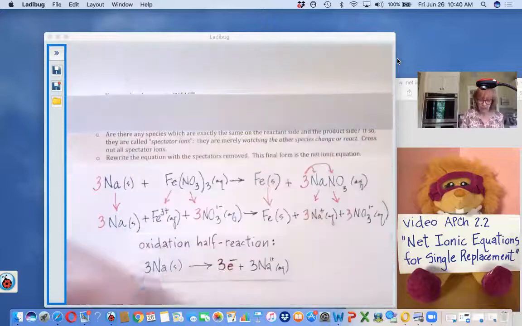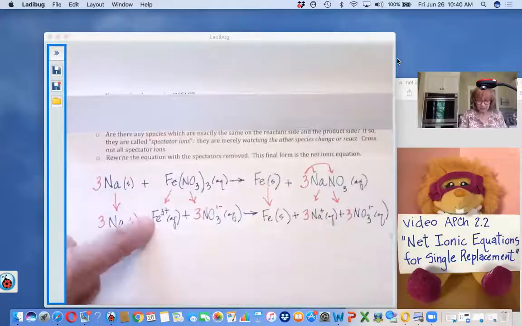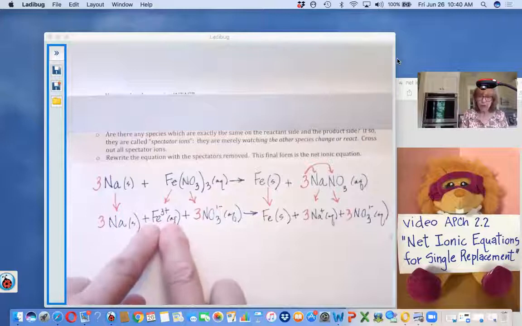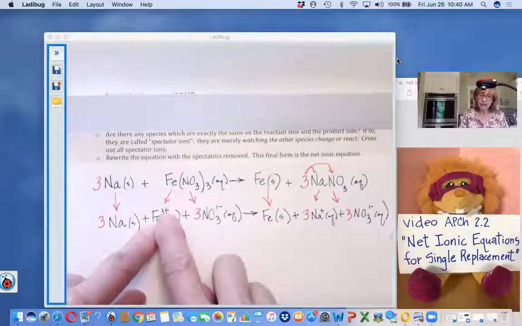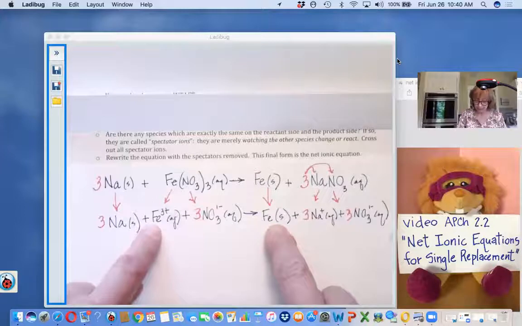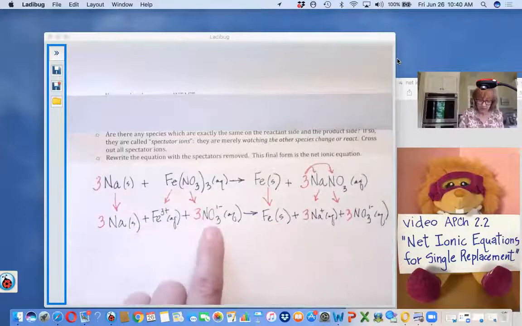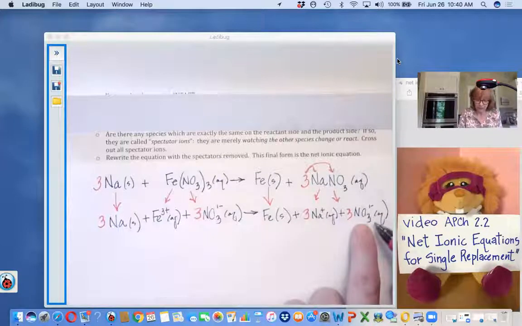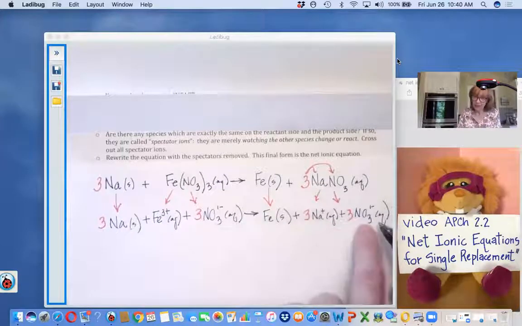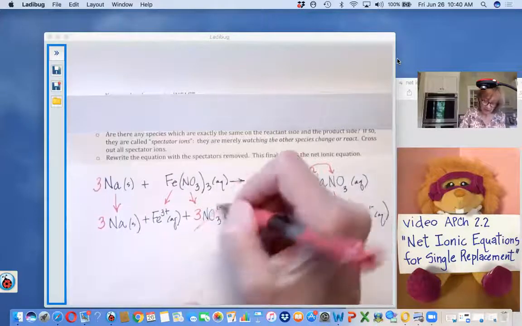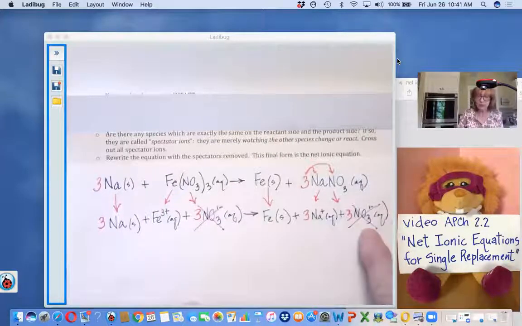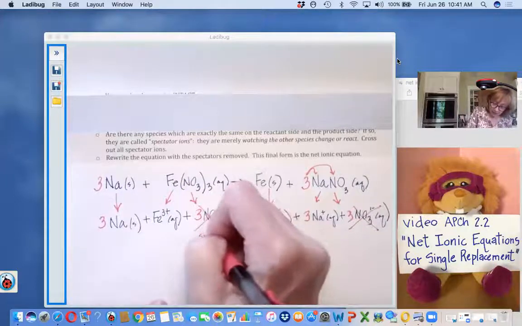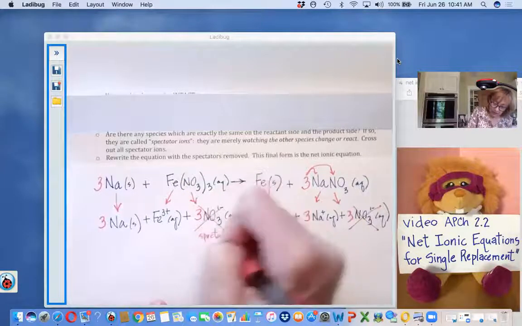The iron cation is going to grab up those electrons that were just given away, and 3 electrons landing on this cation is going to turn it into a neutral atom. Notice, however, that my 3 nitrates are not doing anything new here, and they are written exactly the same way on the reactant side and the product side, which means they are spectator ions.